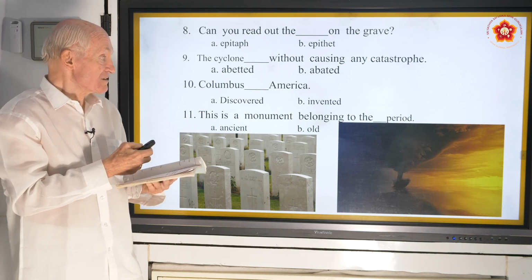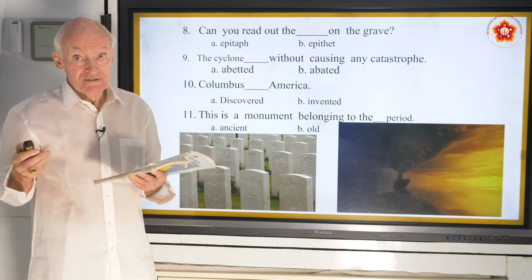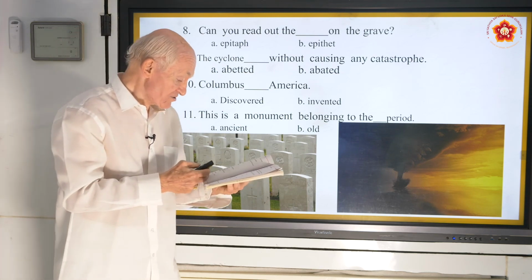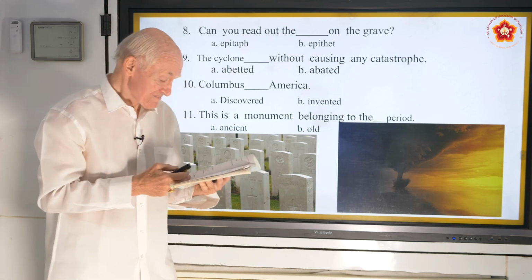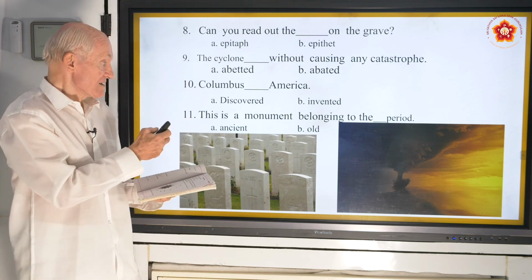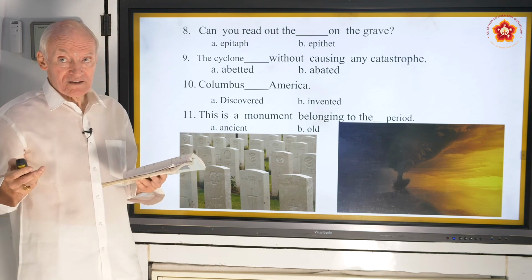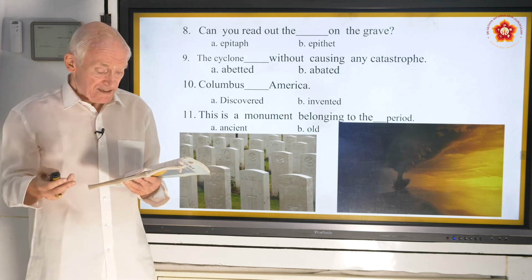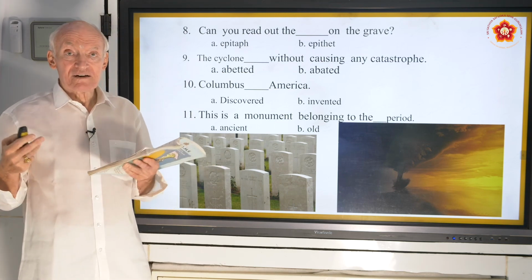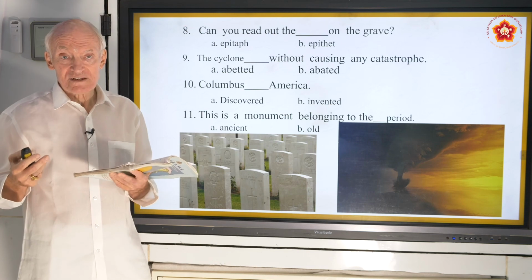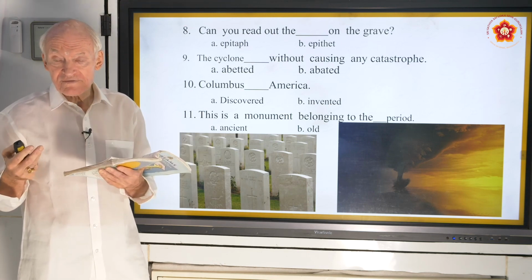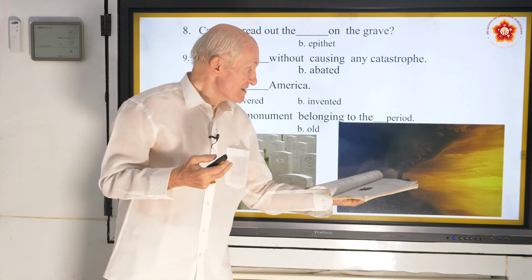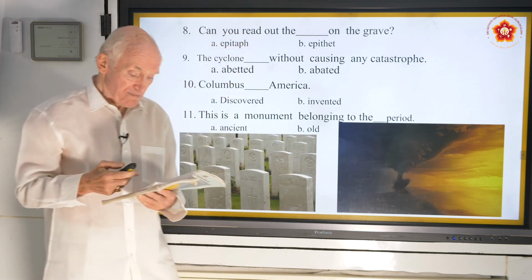This is a monument belonging to, some monuments are new, some monuments are old, but this monument belonged to an ancient period. Ancient, okay, is very old, and that's the correct word. An old period is not exactly the best word to use. Ancient has a whole lot of other meanings to it. It means it's got some philosophy, beautiful things come to it. And we can see here the cyclone. This cyclone stopped and it didn't cause any problems.